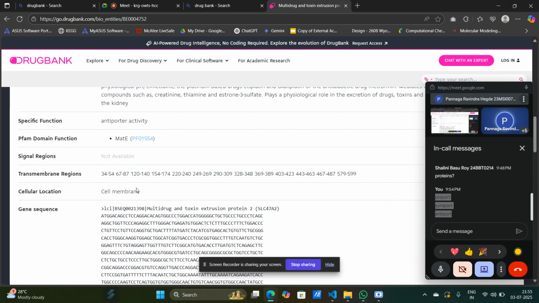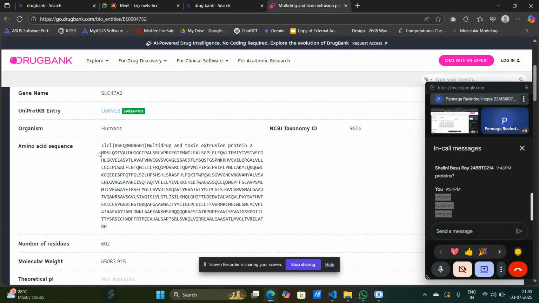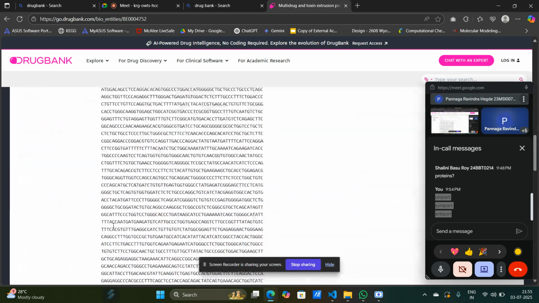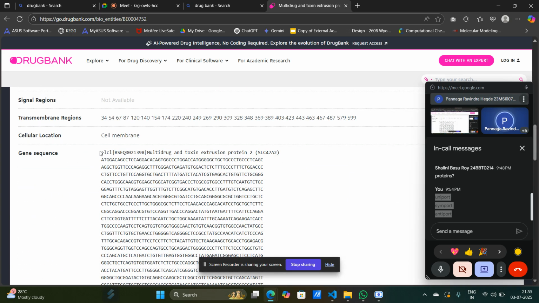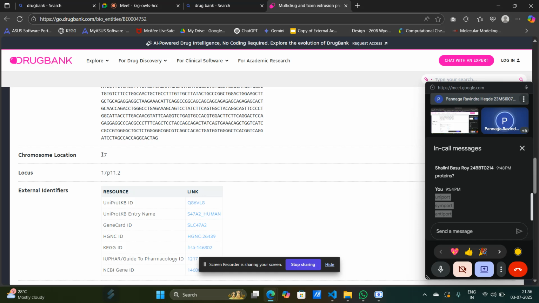And again, you have the location of the protein here, and it says cell membrane. And for this protein sequence, you have got the gene sequence as well. If you translate this gene sequence, you're going to get the above protein sequence. And you also have the chromosomal location, and you have the locus. And any one of you completed genetics course?